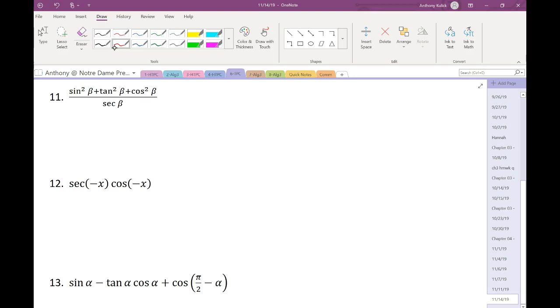So let's take a look at number 11. You can either look for an algebra thing or an identity thing to do here. Do we see any obvious algebra thing to do with this? No, there's nothing really to do there, right? There are no terms to combine. It's already one fraction. There's no obvious factoring or FOILing. So probably looking for an identity would be the first thing we'd want to do.